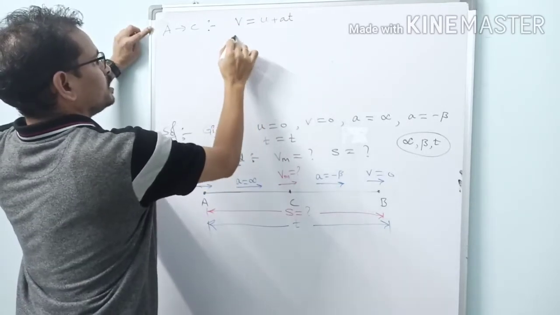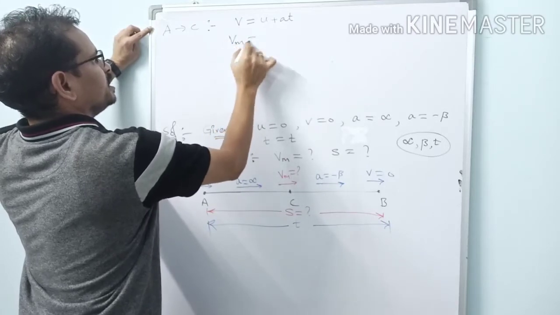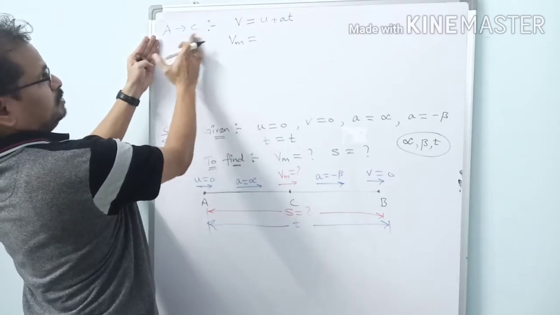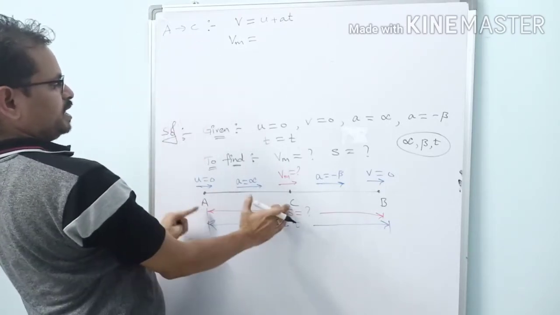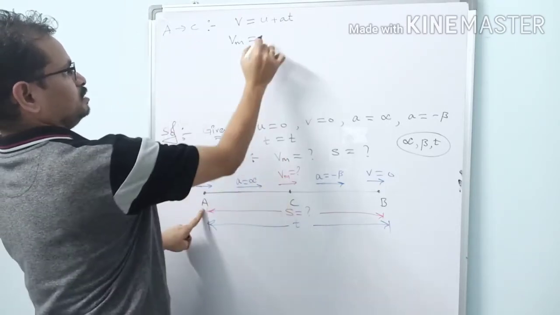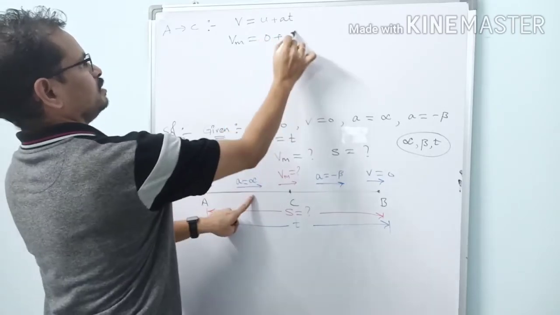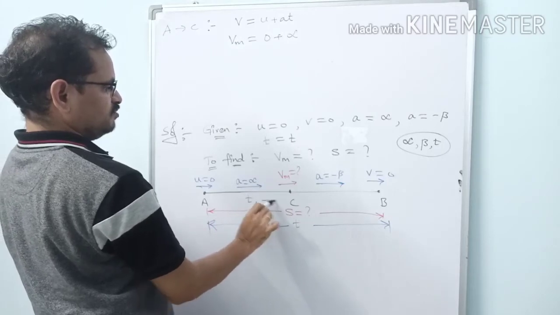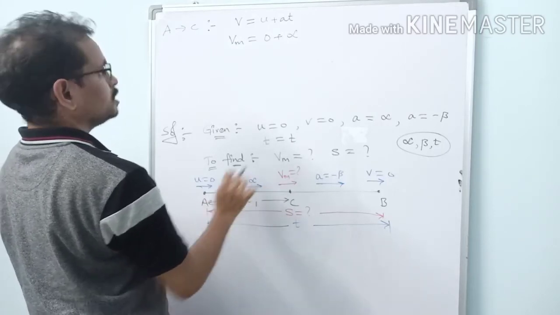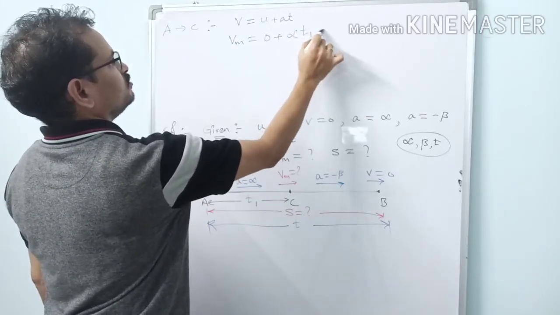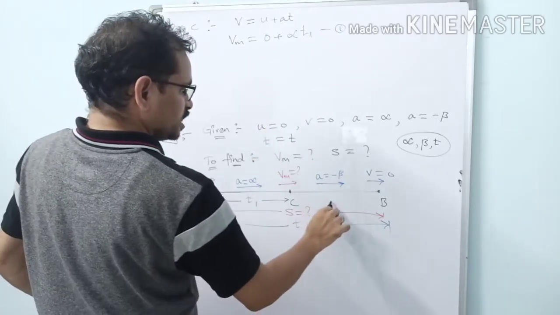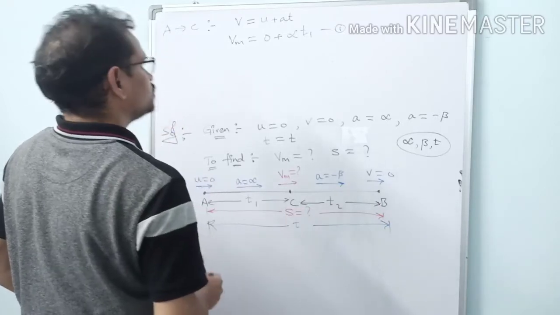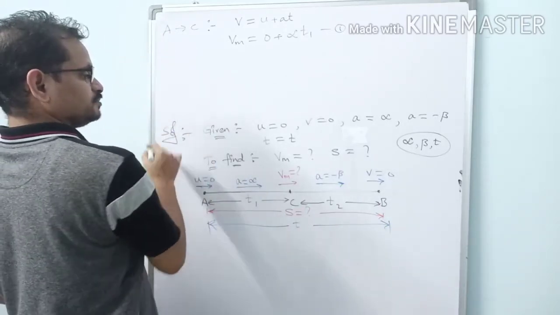What is V? Let us write here. Vm equal to, what is u? A to C: A is the initial point, C is the final point. At A, what is the velocity? 0. Plus what is the acceleration? Alpha. What is the time here? We don't know the time, so let us choose it as some t1. Time is t1. This is one equation. Let us take this part as t2.